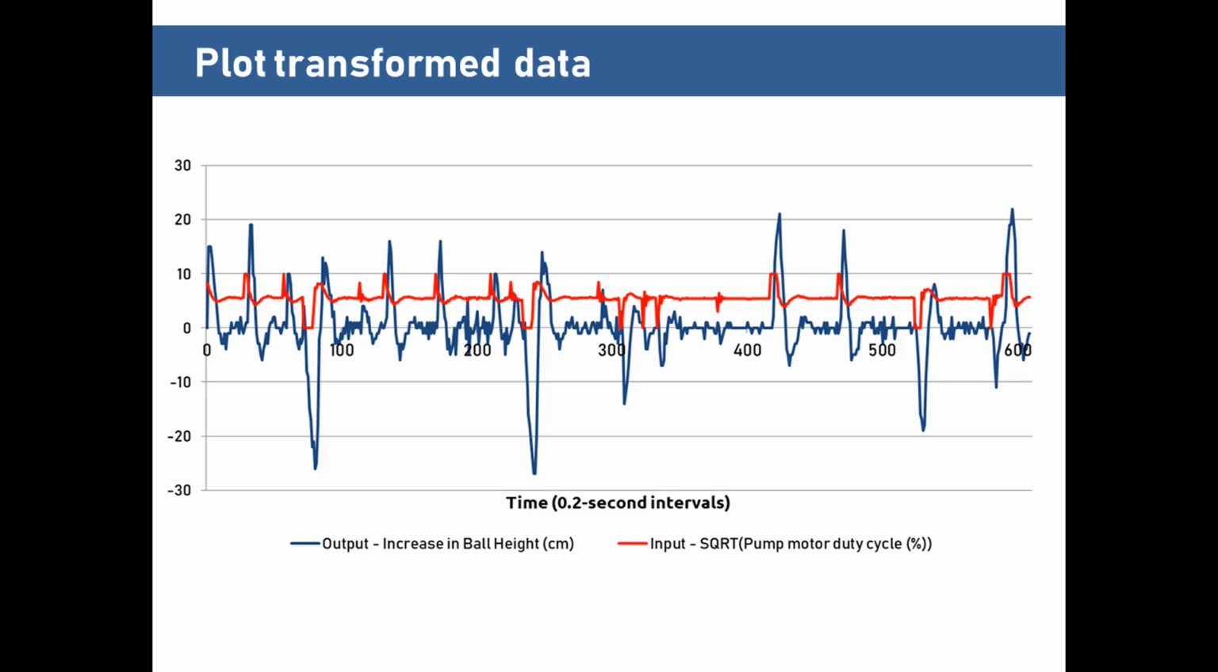So the change in ball height instead of just the ball height itself. And what these transformations have done is to make the input changes and the output changes more proportional to one another. And that's what we want in order to fit a model in Conjecture.